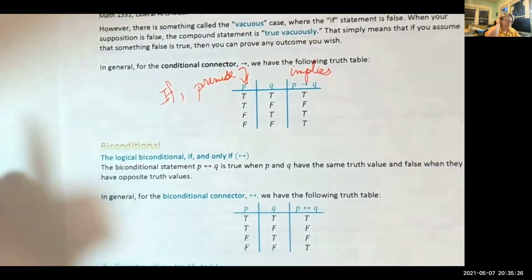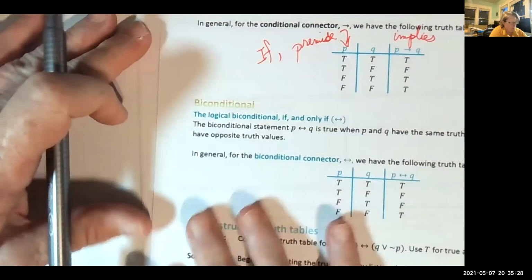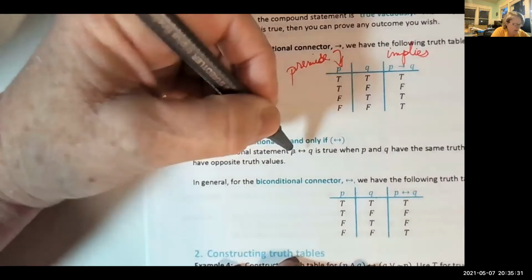I think it's an S. Okay. Biconditional, that's the if and only if.